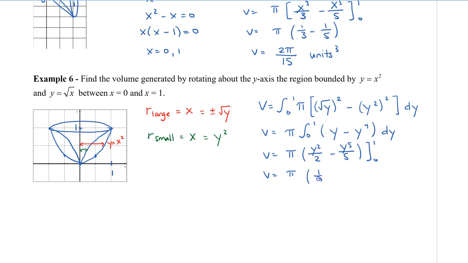So we get half minus 1/5, and then when we plug in 0, we get 0. So the volume this time is going to be 3 pi over 10 units cubed.